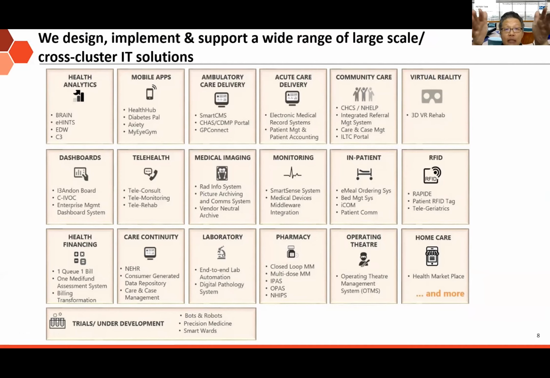The solutions range from those that are within an institution, within a hospital or clinic, such as the medical record systems, and we also have systems that cut across, either those that are with community care that I mentioned, or some for care continuity. Like one of our systems is the National Electronic Health Record, where GPs, doctors, etc., can all see from different sources what's happening to a patient, so they can provide better care.